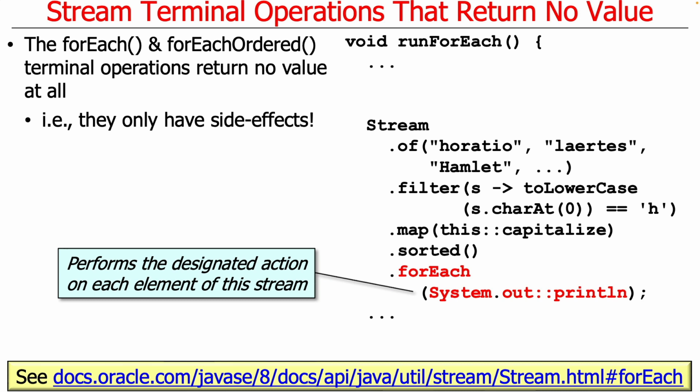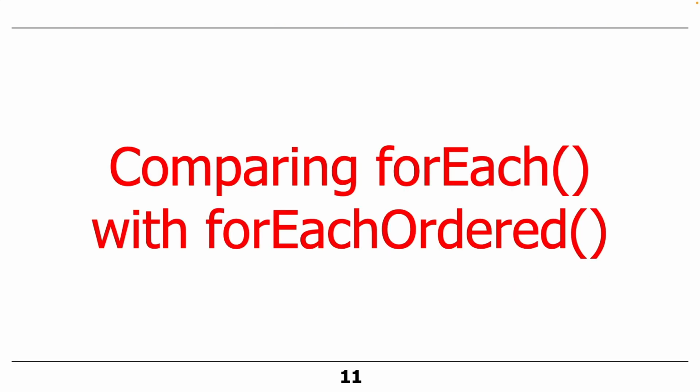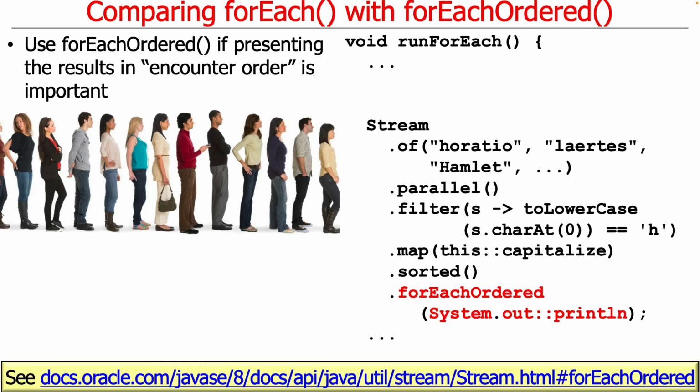And then we're going to perform the designated action. The designated action, as you can see, is presented as a method reference, the method reference for the println method in Java. And you all know, hopefully by this point, that println has the side effect of printing whatever it gets as input, its one parameter, to the standard output. So pretty straightforward. Let's compare forEach, which is super simple, with forEachOrdered and understand why there are two of them and how they compare and contrast.